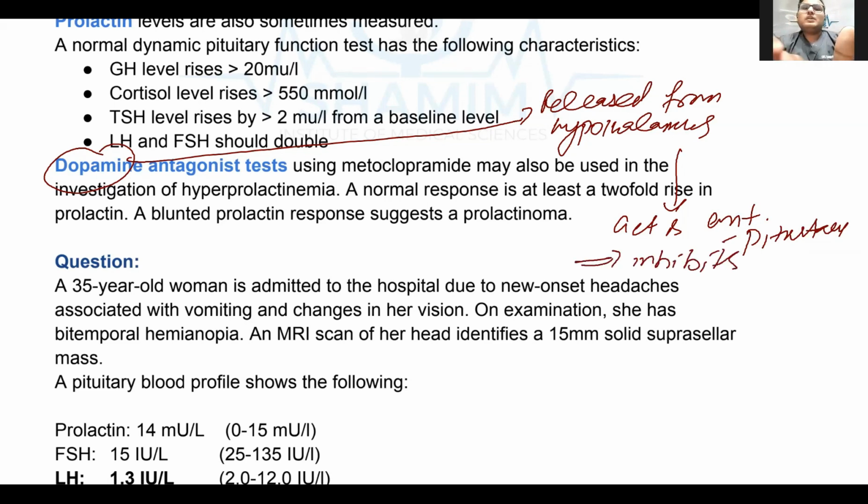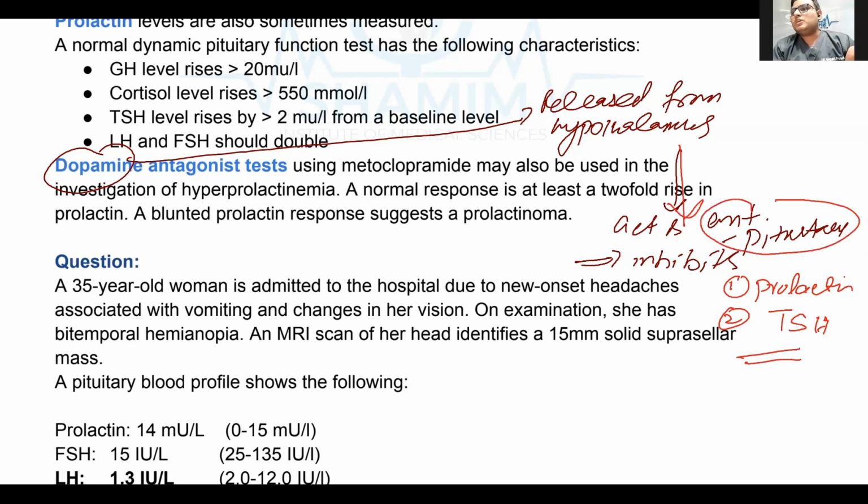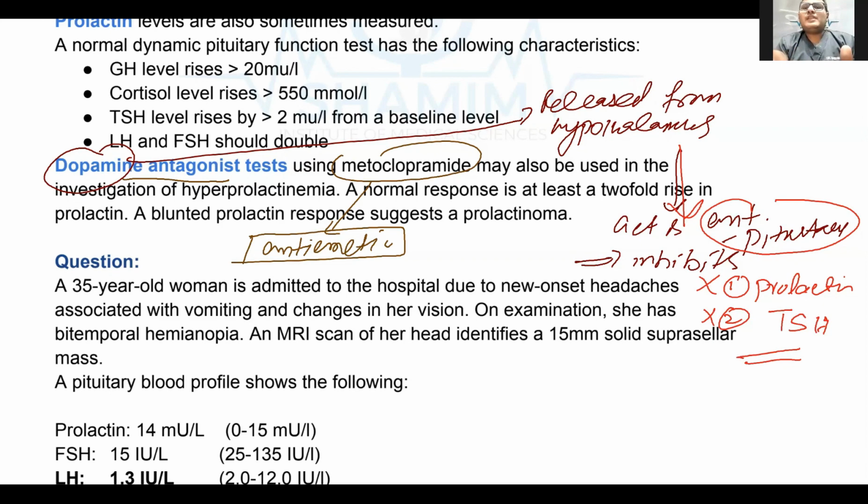Which two hormones? One of them is prolactin, and the other is TSH. So it inhibits prolactin and TSH. Normally, when dopamine is released from the hypothalamus, it acts on the anterior pituitary and inhibits prolactin and TSH. So when we give an antagonist of dopamine, what will happen? When we give an antagonist like metoclopramide, which is an anti-emetic drug used for vomiting and nausea, what will happen? It is used to check for hyperprolactinemia.